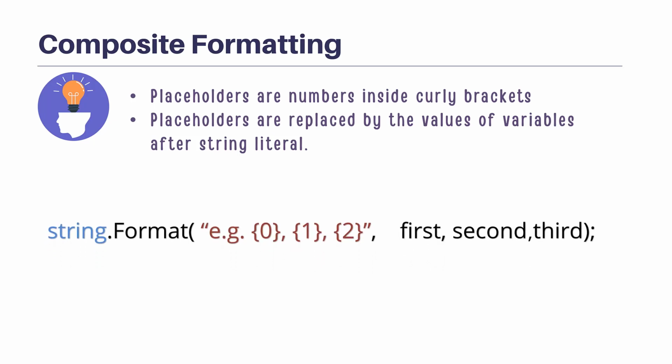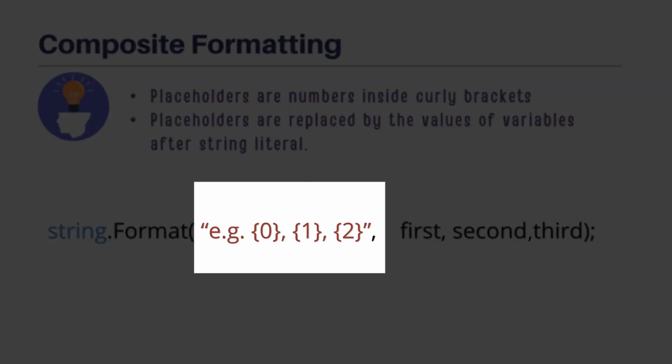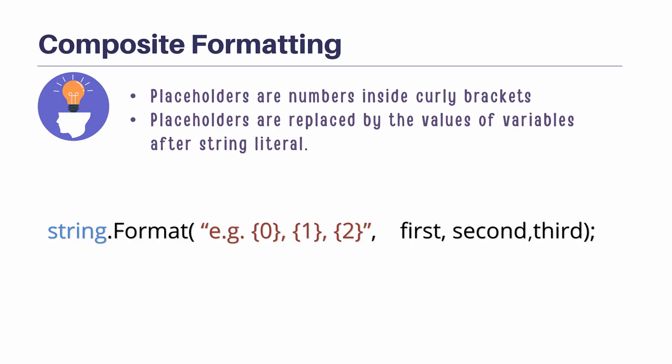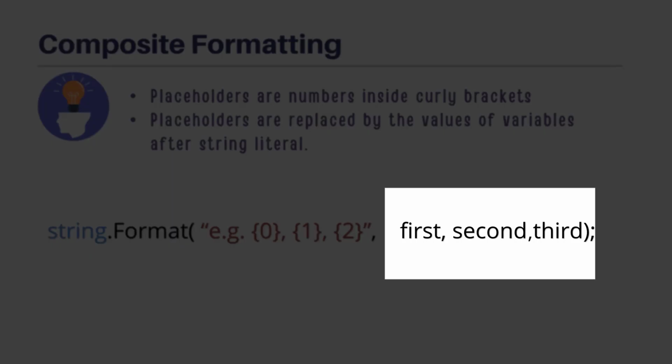There are many methods which support composite formatting. String.Format is one of the common methods that is used for this purpose. This method takes a variable number of input parameters. The first parameter must be a string literal containing placeholders, and the subsequent parameters must be the variables whose values will be used to replace the placeholders at runtime.